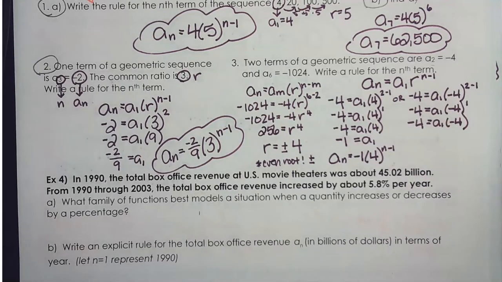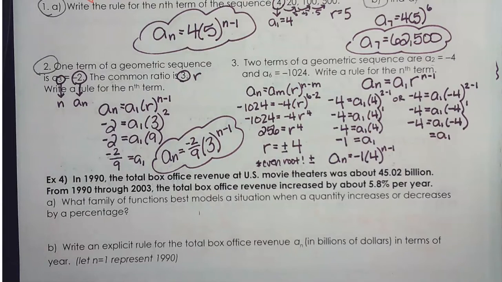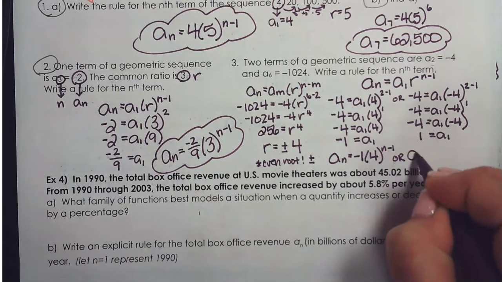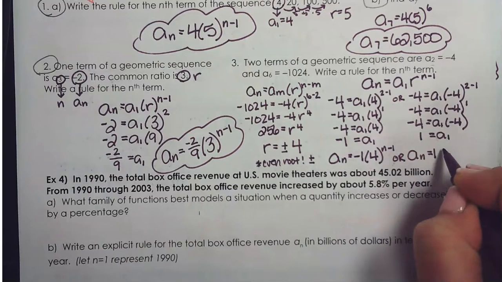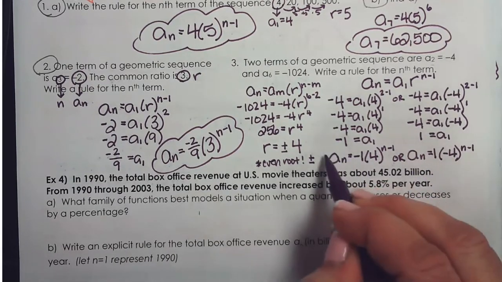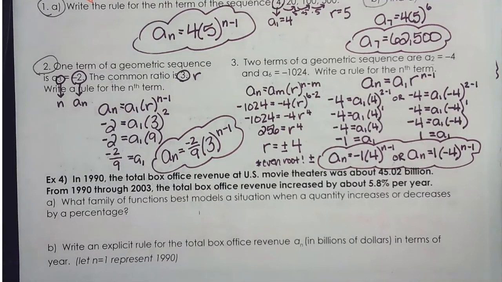Negative 4 to the first is negative 4. So what does that make a sub 1 in this case? Positive 1. So this is one that has 2 possible answers. We can't tell which one it is. Would I do this to you on a quiz or test situation? No. But I think it's important to know that those exist.